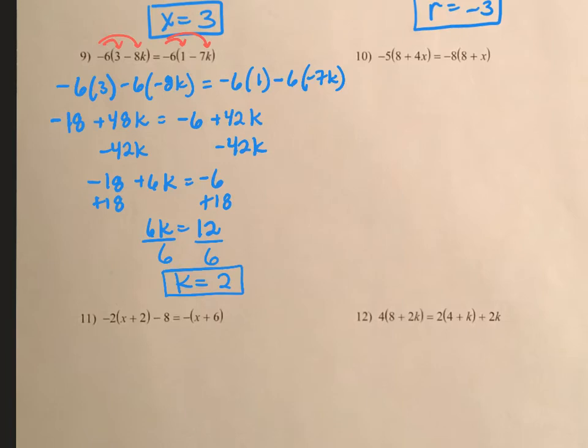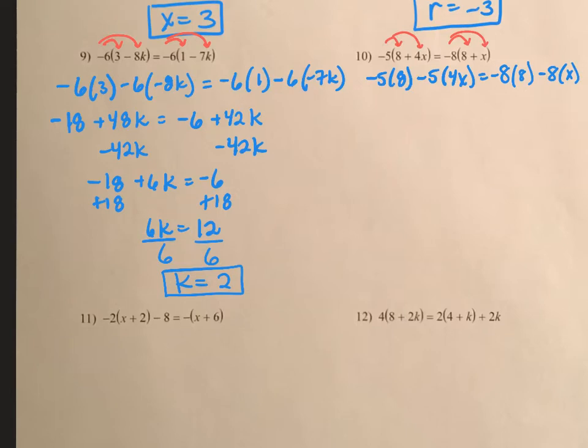Okay, moving along, my next equation is number 10. I'm going to distribute again, and this one I'll distribute on both sides. Distribute that negative 5, and on the right side I'll distribute this negative 8. So I am left with, on this side over here, negative 5 times 8, and a negative 5 times 4x equals, I have a negative 8 times 8, and a negative 8 times x.